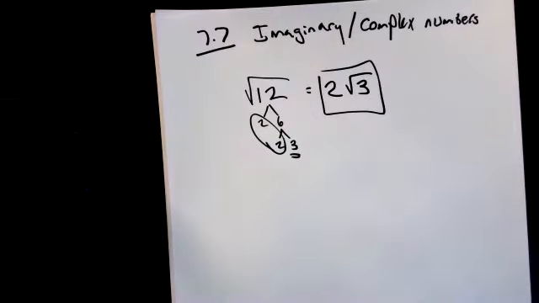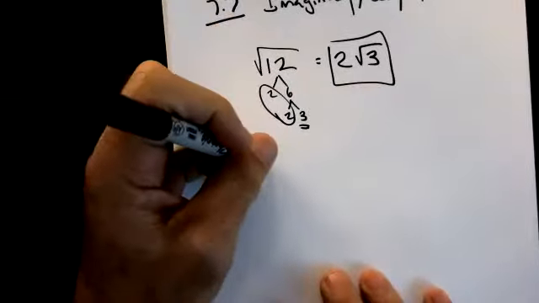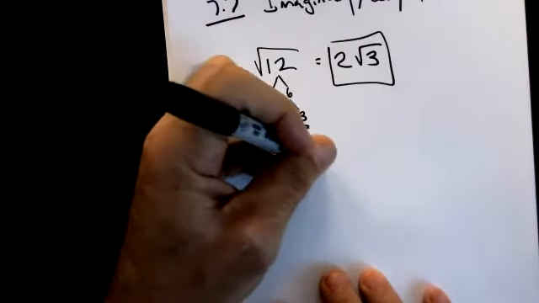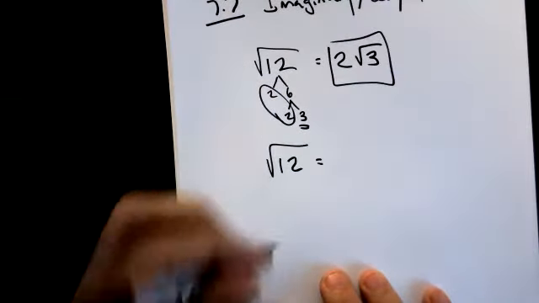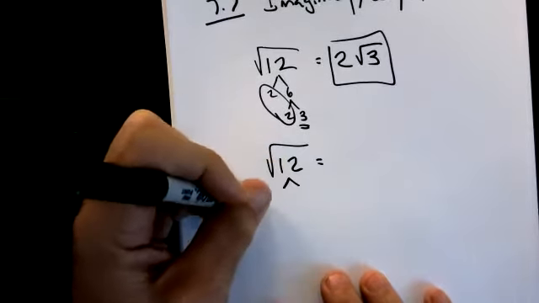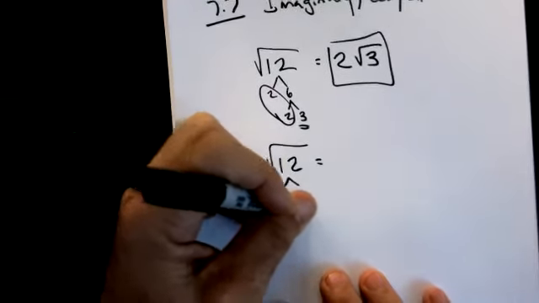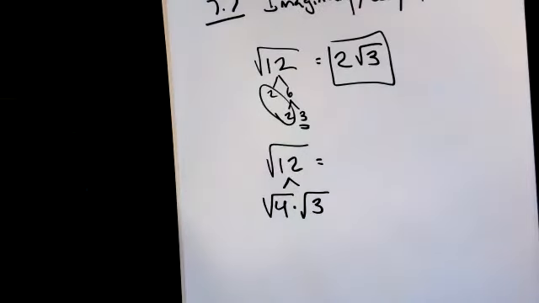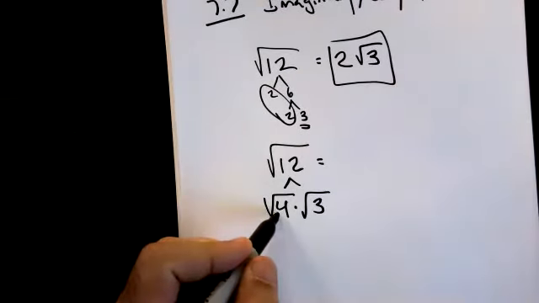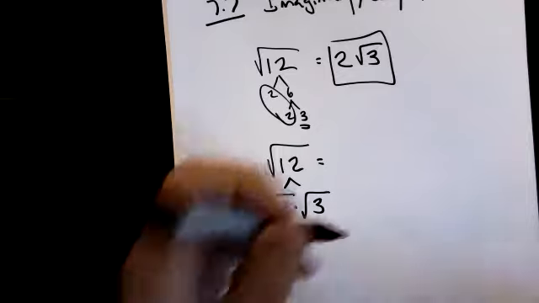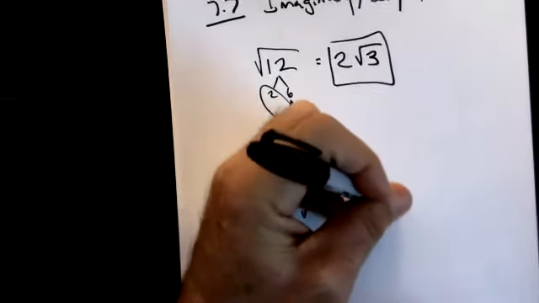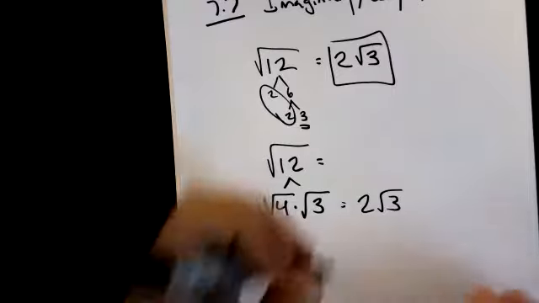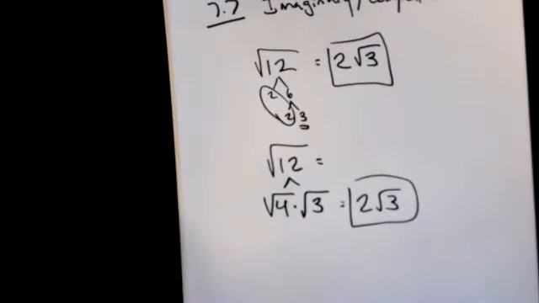There's basically another way to do this same thing. If you understand how perfect squares work, we can rewrite the square root of 12 as the square root of 4 times the square root of 3. And the square root of 4 is 2, because 2 times 2 is 4. So that's another way we can get those 2 square roots of 3.